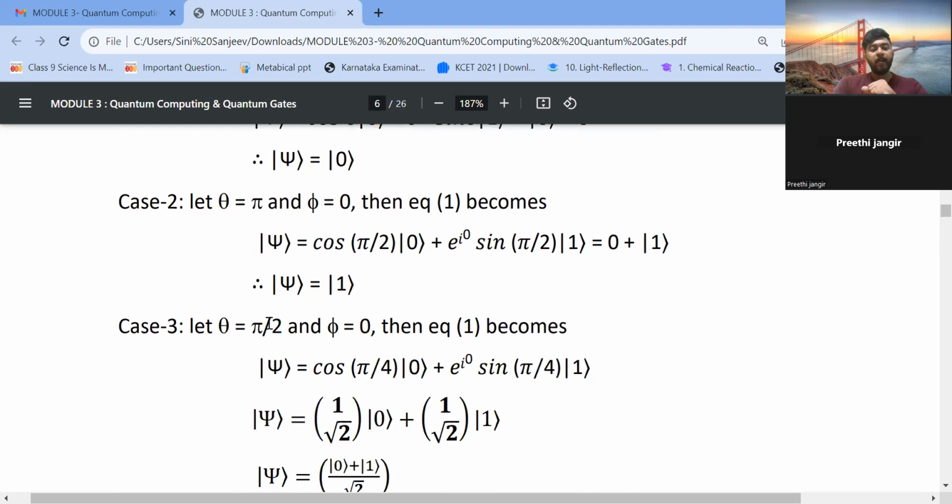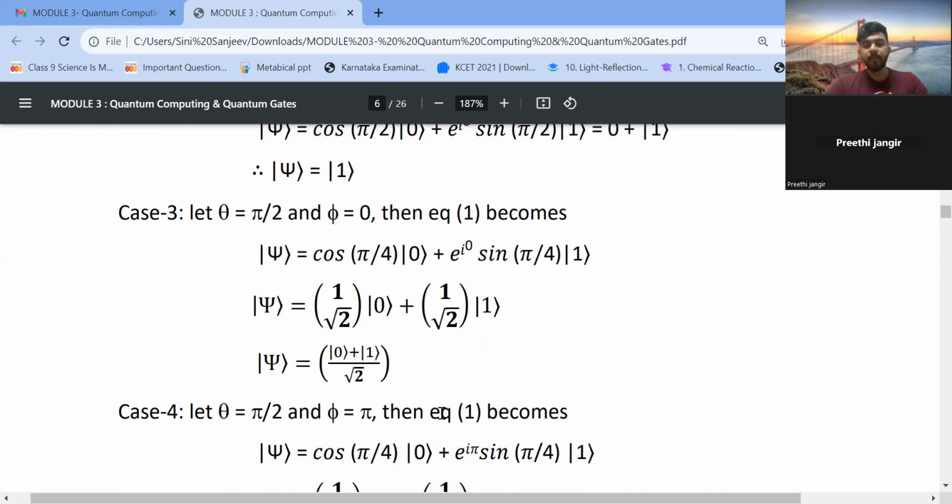So if theta is nothing but pi by 2, it will become what? Cos pi by 4. What is cos 45? 1 by root 2. Sin pi by 4 is 1 by root 2. So I'll be getting here 0 plus 1 by root 2. Just add these things: 0 plus 1 by root 2.